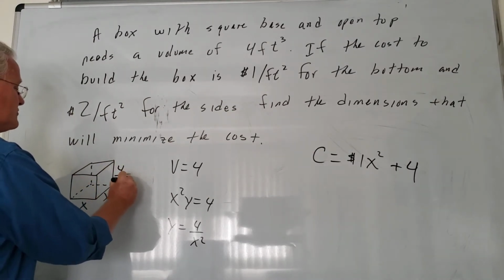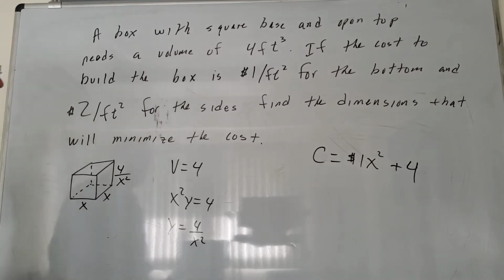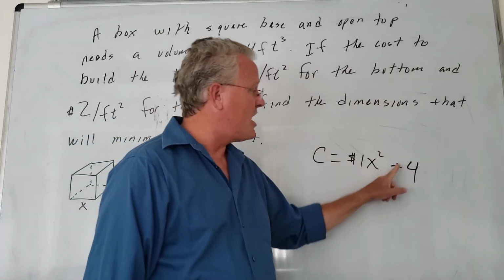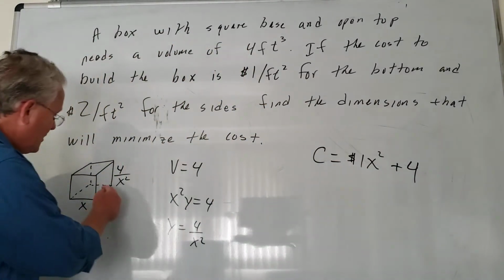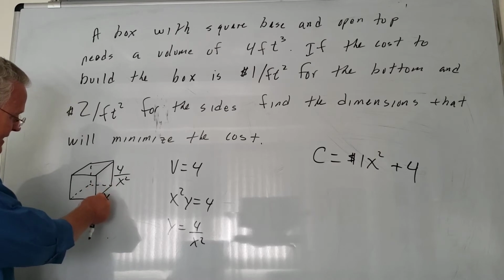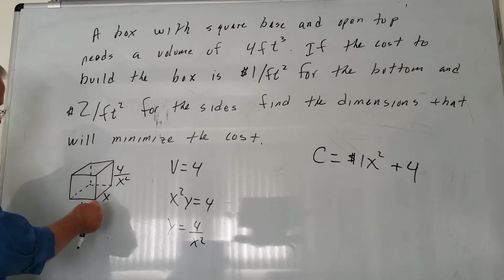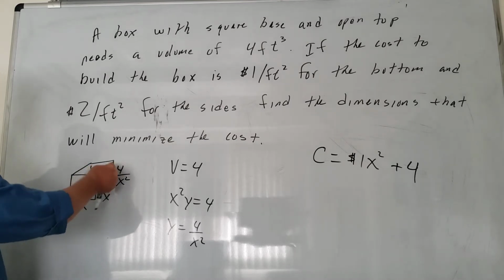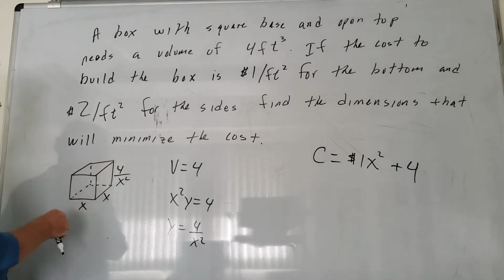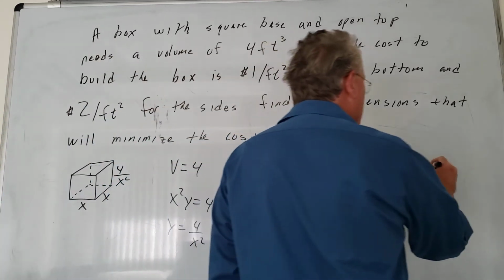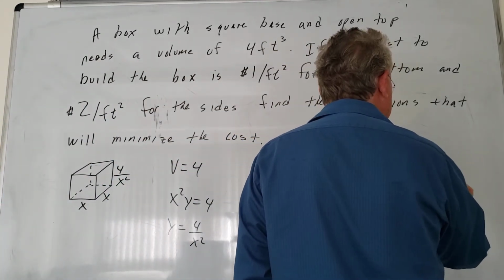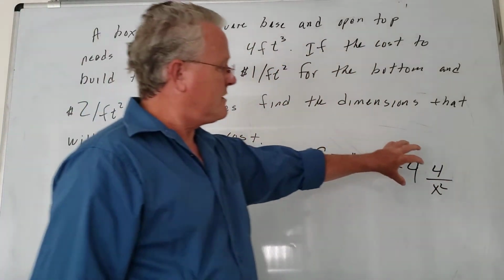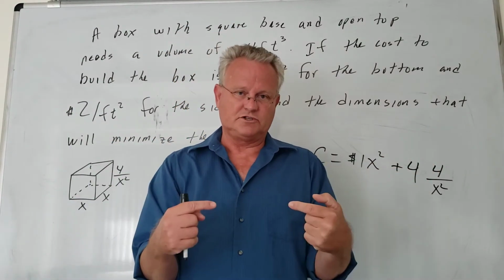4 over x squared. So now for the cost, we have to add the cost for the 4 sides. What is the area of this side? x times 4 over x squared. The area of each side is the same: x times 4 over x squared, and it's the same for each of the 4 sides. So the total area is 4 over x squared for each side, but there are 4 sides. So this is the total number of square feet on the 4 sides.